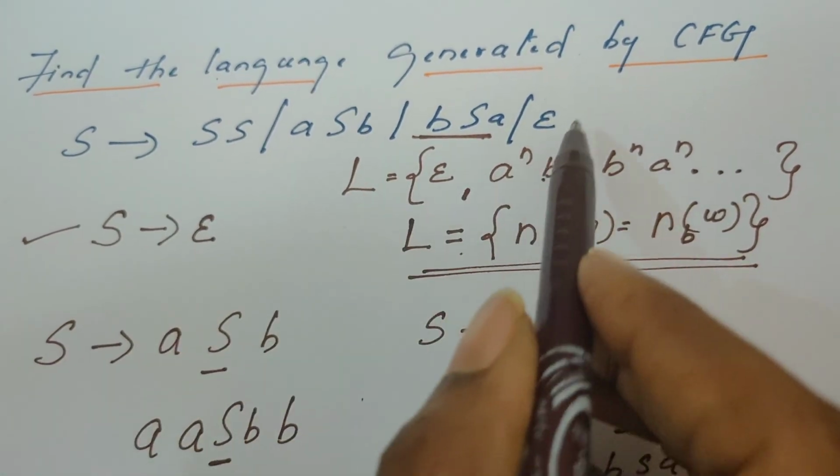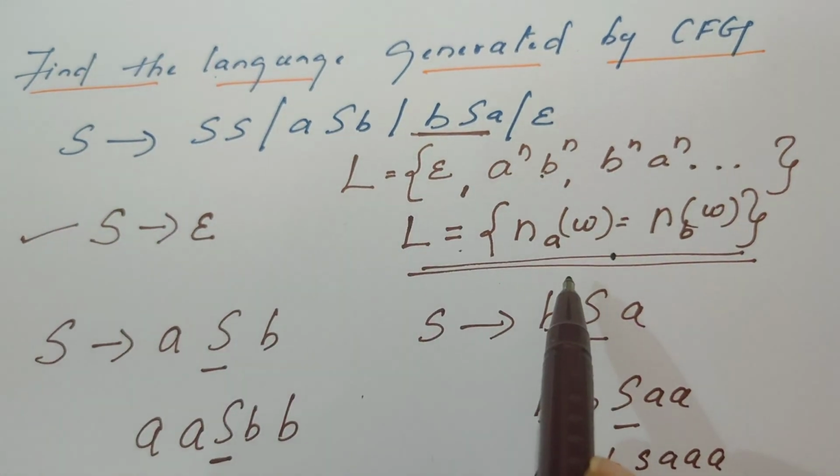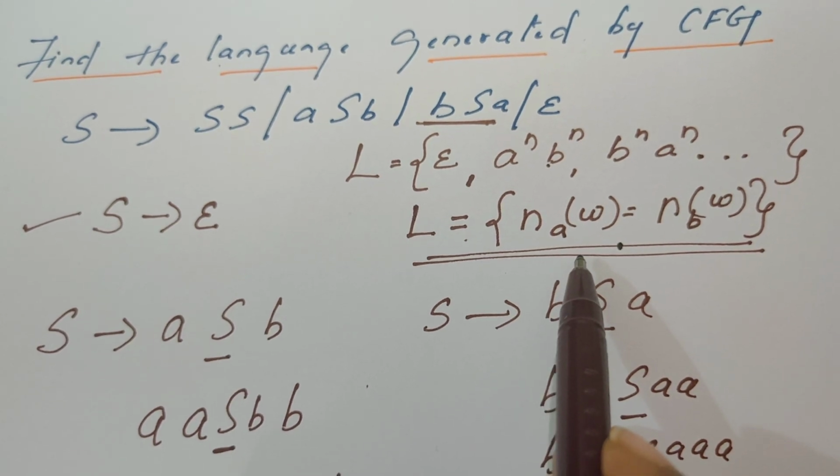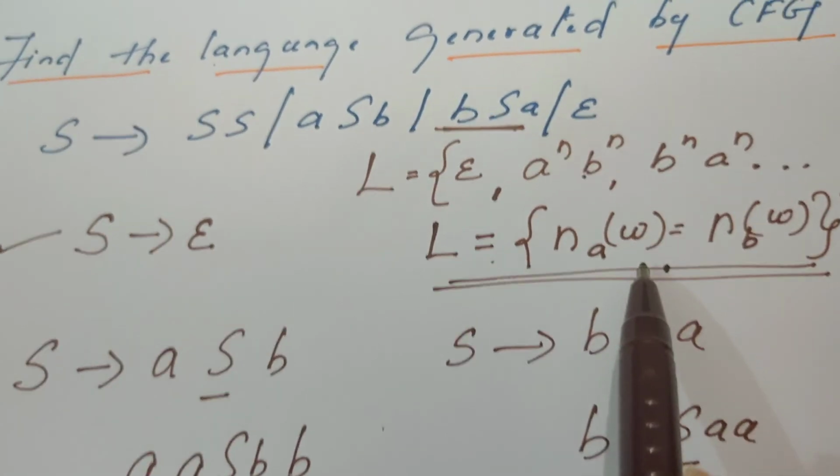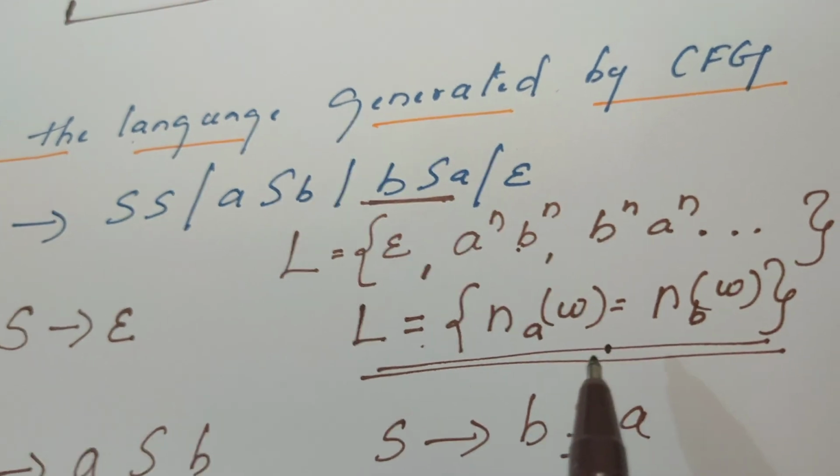So this grammar generates the strings of A's and B's where the number of A's is equal to the number of B's.